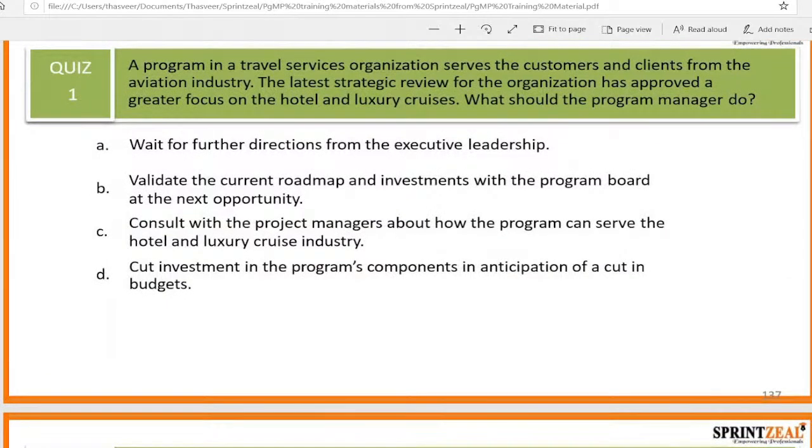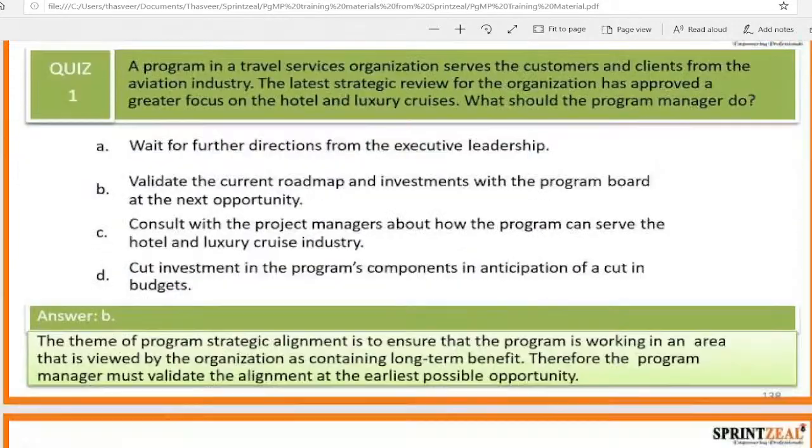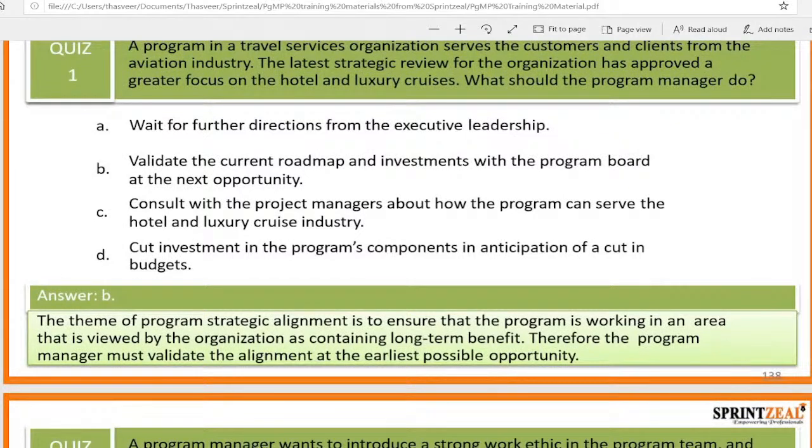Okay, try this one. A program has a greater focus on hotels and luxury cruises. What should the program manager do? I'm thinking about B, the second one. You're thinking about B, and your thinking is correct. The point is to ensure that the program is working in an area that is viewed by the organization as containing long-term benefit. Therefore, the program manager must validate the alignment at the earliest possible opportunity. So B is the best option. You got it right.